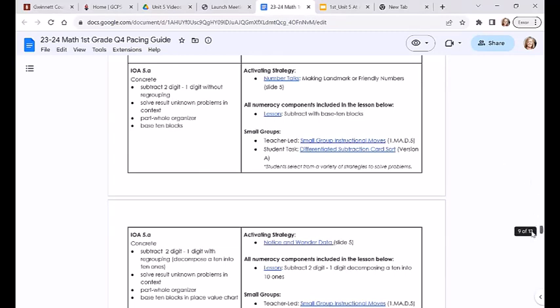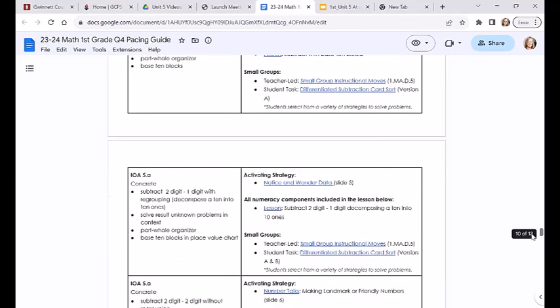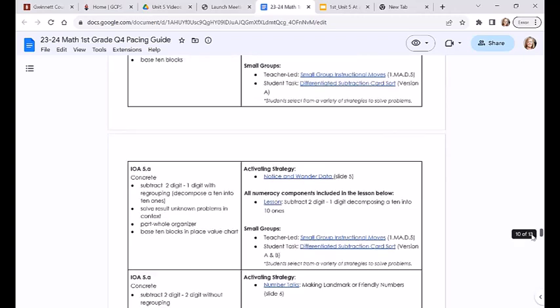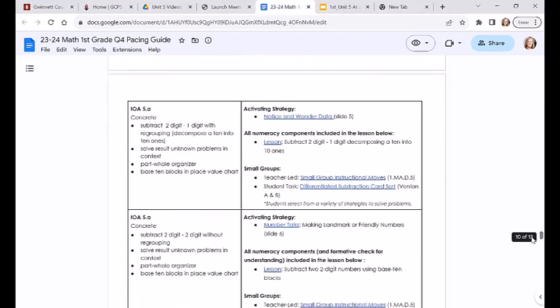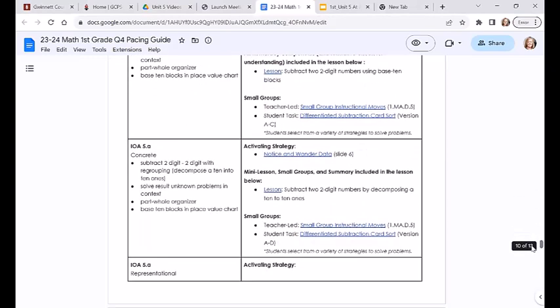So a day at concrete without regrouping. And then the next day, we're going to regroup. We're going to decompose the 10 into 10 ones. Sticking with concrete, we're going to 2-digit minus 2-digit without regrouping. So we subtract ones from ones and tens from tens. And the next day, 2-digit minus 2-digit with regrouping. So they're going to have to decompose the 10 into 10 ones.